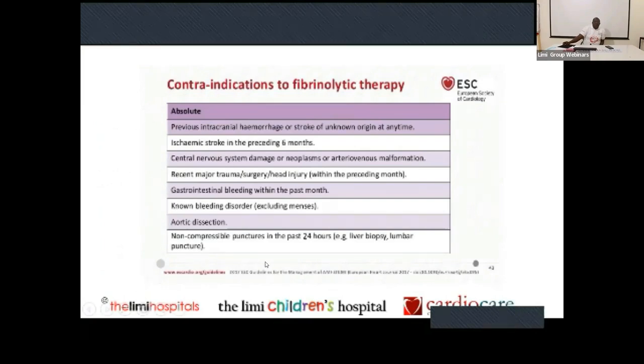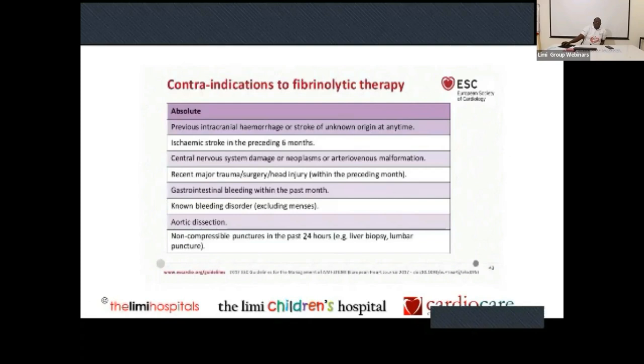And like I said, for patients that will have thrombolysis, we should also note the contraindications to thrombolysis. So I have these two tables listing the contraindications to fibrinolytic therapy.